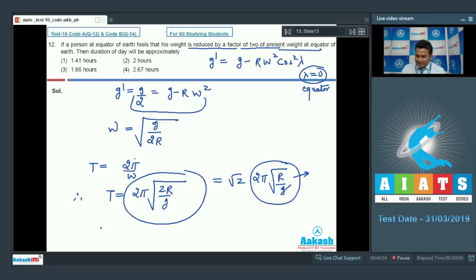So therefore we can write the time period t will be what? Under root 2 times 84.6 minutes, which is about 1.98 hours, and can be written further as 2 hours. And after looking at the options, we can say that we have to go with option number 2, which is absolutely correct. Now let us proceed to the next question, that is question number 13.